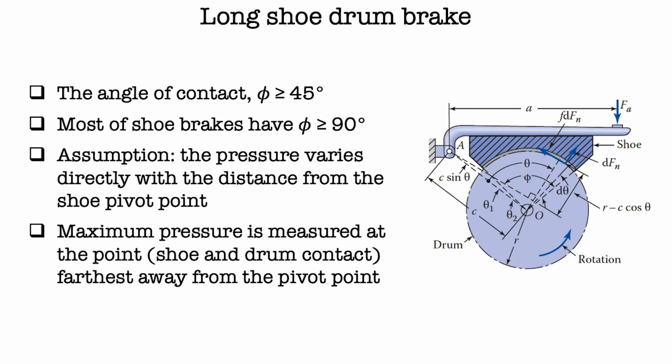Next, we move on to the long shoe drum brake. The angle of contact of a long shoe drum brake is greater than or equal to 45 degrees. Most shoe brakes use the long shoe drum brake because most shoe brakes have a contact angle greater than 90 degrees. The assumption is that the pressure varies directly with the distance from the shoe pivot point. Hence, the maximum pressure is measured at the point farthest away from the pivot point.